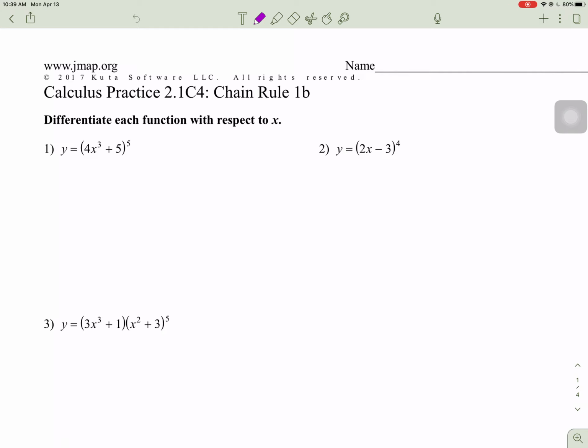So first one, we see an exponent on the outside, but the function inside, this is going to be chain rule. So y prime is 5, (4x cubed plus 5) to the 4th, decrease the power by 1, times the derivative of the inside, 12x squared. If you want to simplify that, you get 12x squared times 5 is 60x squared, times (4x cubed plus 5) to the fourth. Either one is fine though.